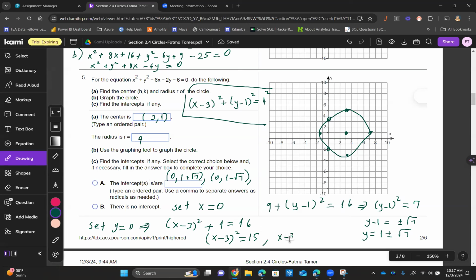So x minus 3 will be equal to plus and minus the square root of 15 because we have to take the square root of each side. So x will be equal to 3 plus and minus radical 15 as the x-intercept. So one of the x-intercepts is (3 plus radical 15, 0). And the last one will be (3 minus radical 15, 0). And that's what you put here for question 5.